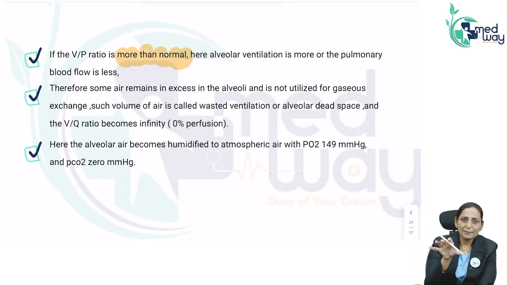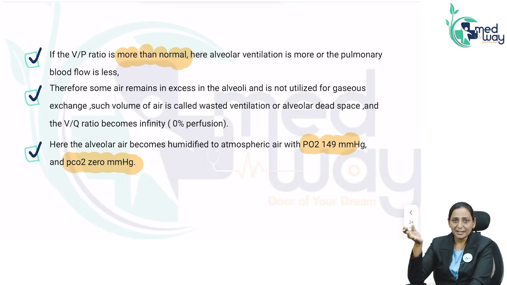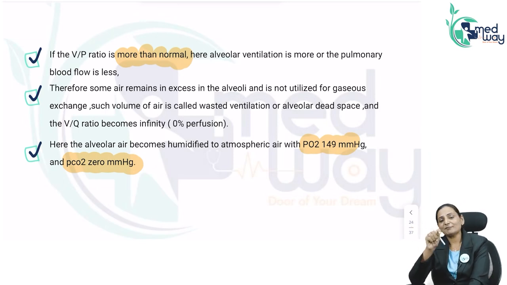So oxygen and carbon dioxide will be the same as that of the alveolar air, with oxygen 149, carbon dioxide 0, because of the alveolar air where there is no exchange of gases taking place, right? So this you have to understand, that ventilation perfusion ratio less than normal, no ventilation. More than normal, that is infinity with pulmonary embolism.